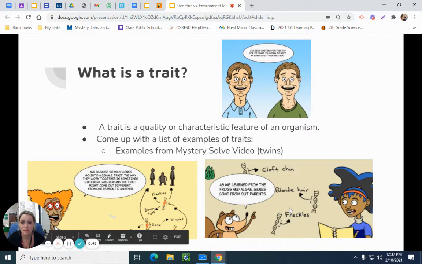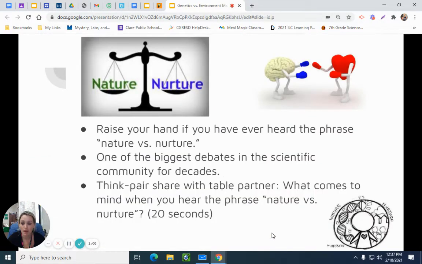And we met our two twins, Mo and Jasper, and they were arguing over whether their similarities and differences were due to environmental or genetic factors, because identical twins have identical DNA, but these two twins were separated at birth, and so they presented different traits in some areas. So one of the big buzz phrases in this content is nature versus nurture. You've probably heard that. It's one of the biggest debates in the scientific community.